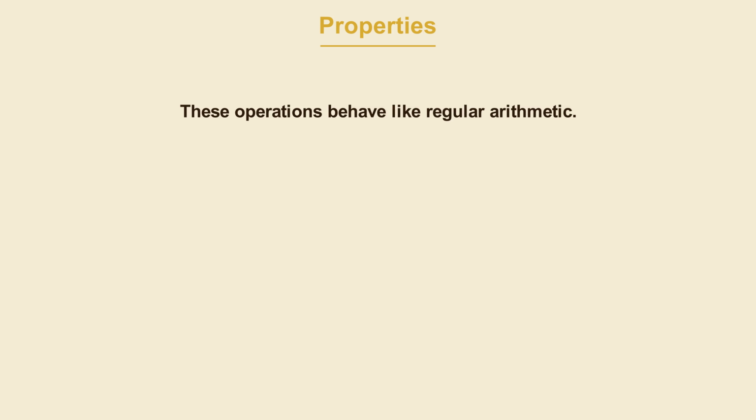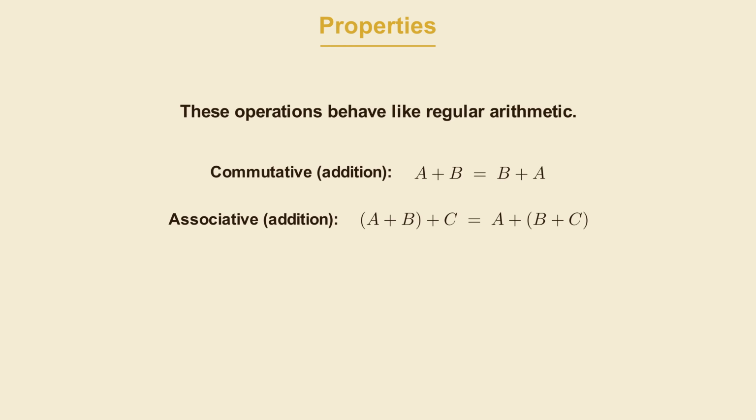So with addition, subtraction, and scalar multiplication defined, there are a few properties worth naming. They look a lot like the properties of regular arithmetic. Matrix addition is commutative. A plus B equals B plus A. The order doesn't matter. It's also associative. A plus B plus C you can group however you like.